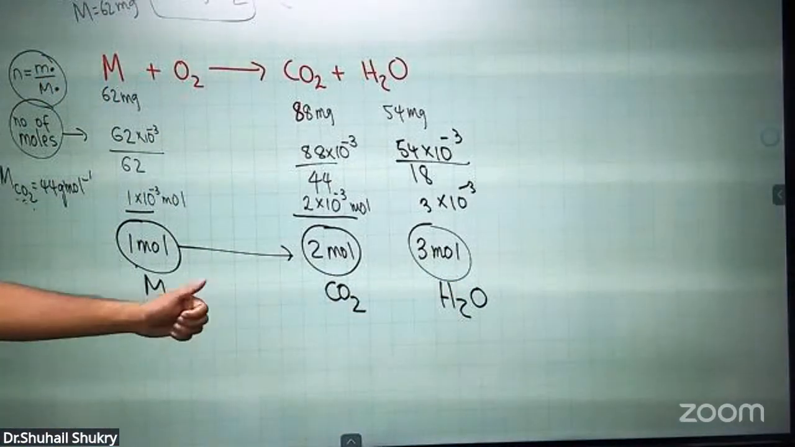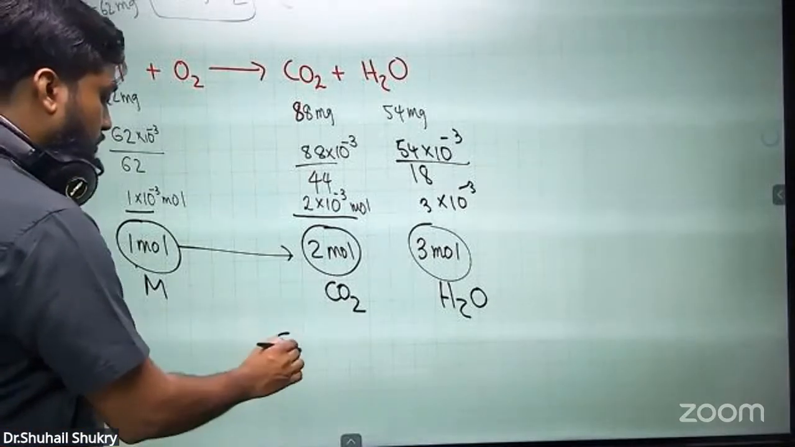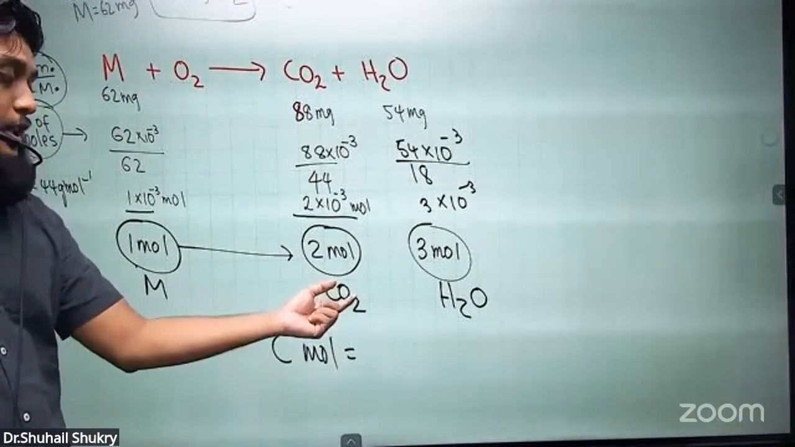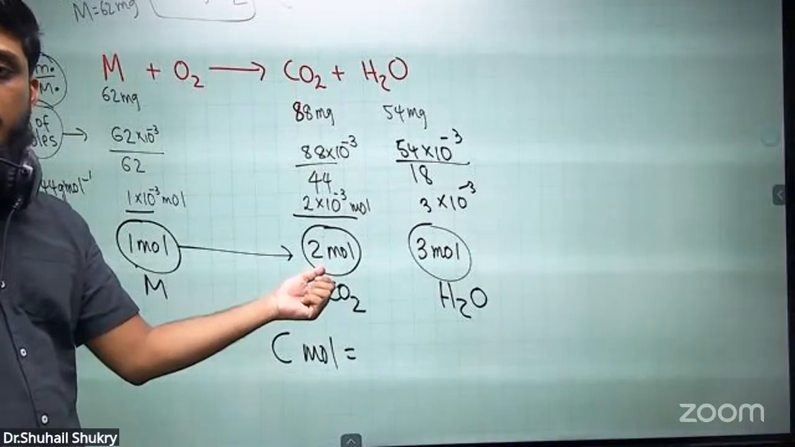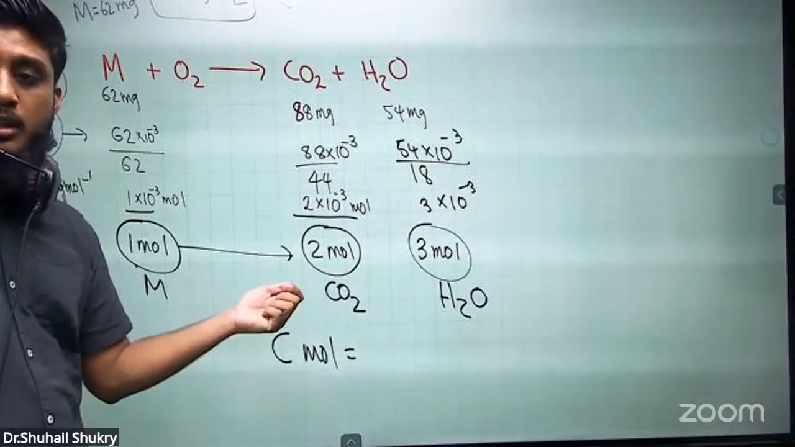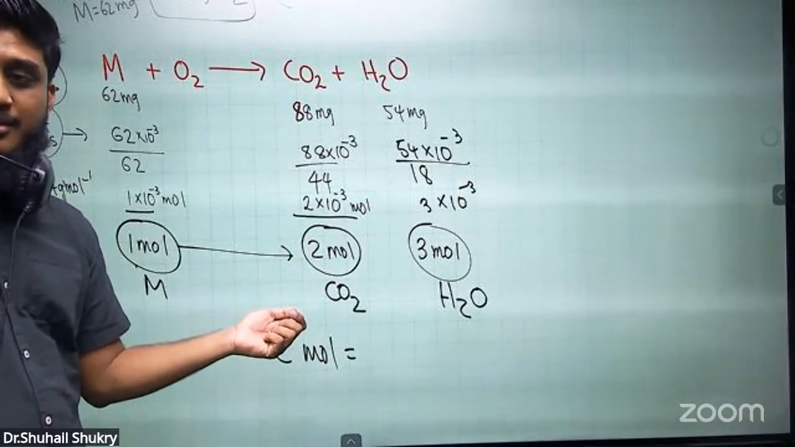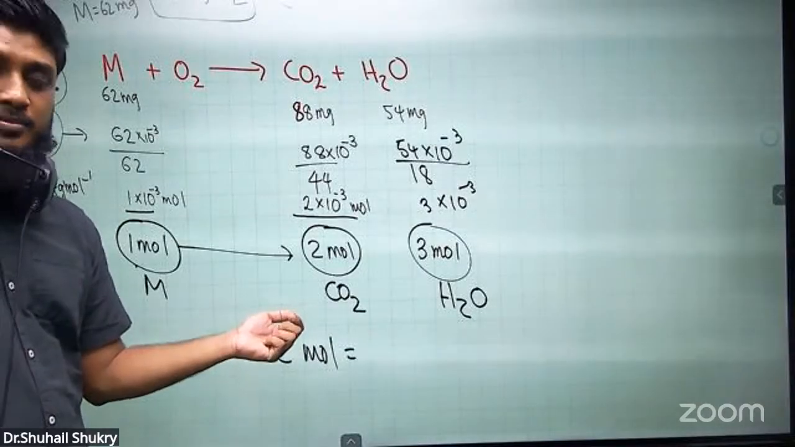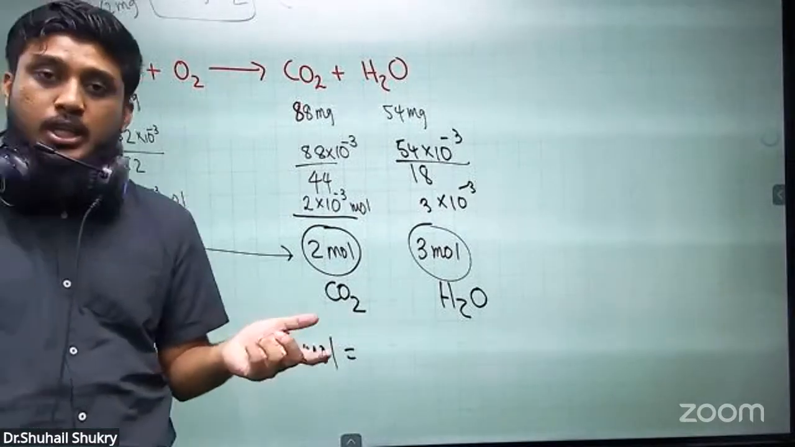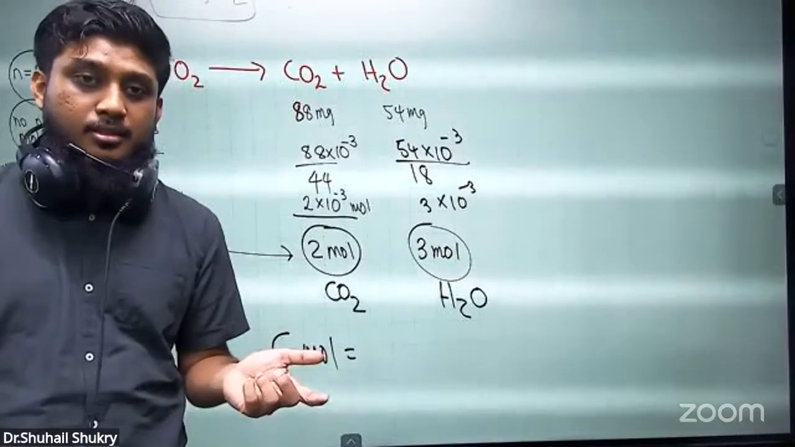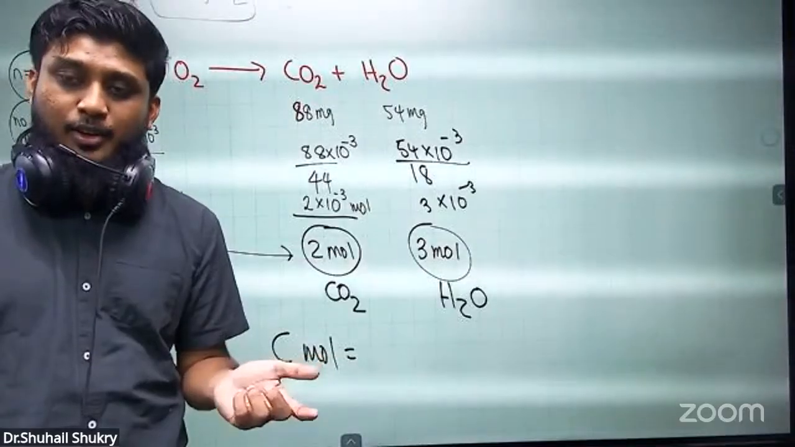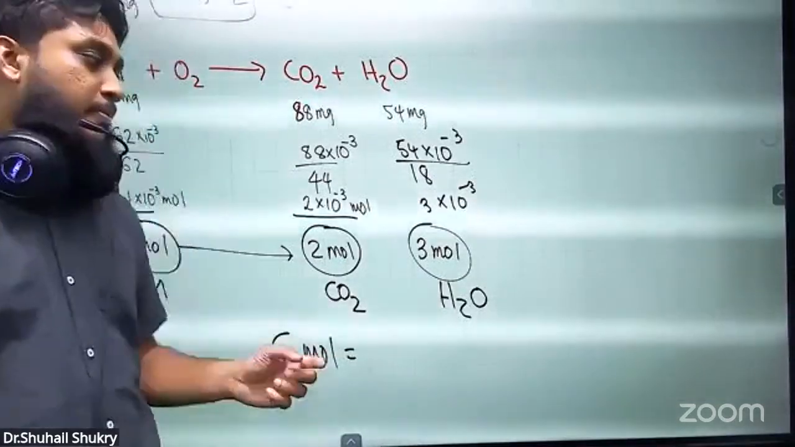Then how many moles of carbon are in this? How many carbon moles will be there? In CO2, how many carbon moles are there? There are CO2 2 moles. In 2 moles of CO2, how many carbon moles are there? Answer: 2 moles. In CO2 2 moles, how many carbon moles are there? 2 moles. You have to understand.